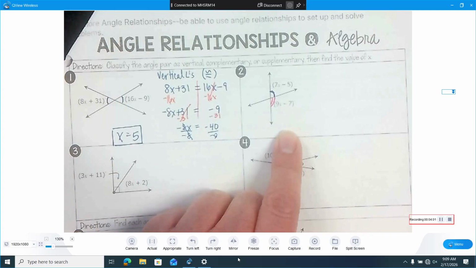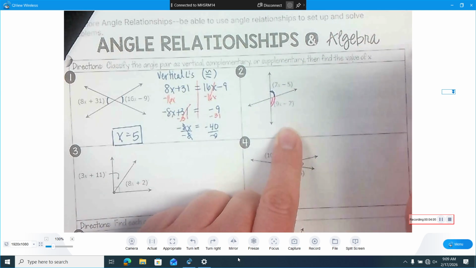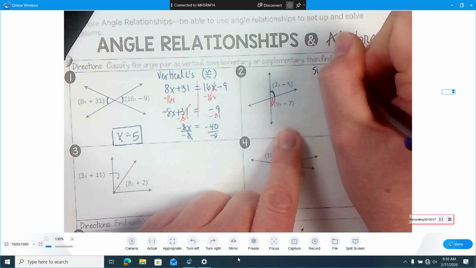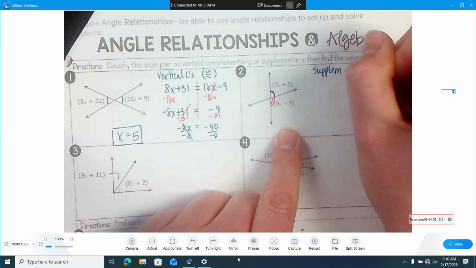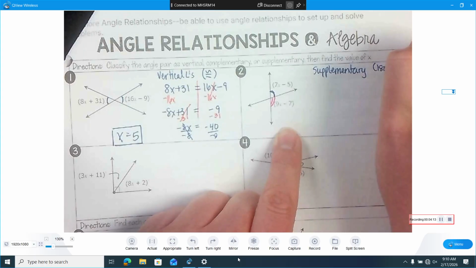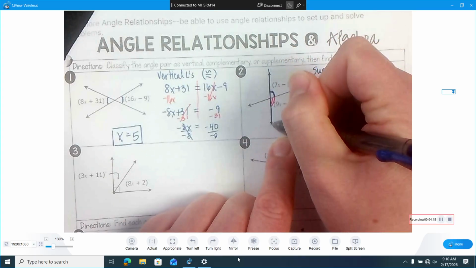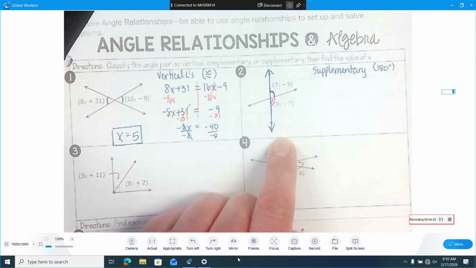180. Yeah, what's the special word for 180? Straight angle or supplementary. Yep, they are supplementary, which means they add to 180 degrees. They're on this straight line, a straight angle. So those two things together should add to be 180 degrees. What do you suppose I need to do to write my equation?